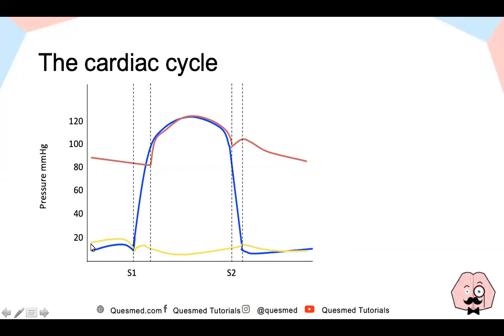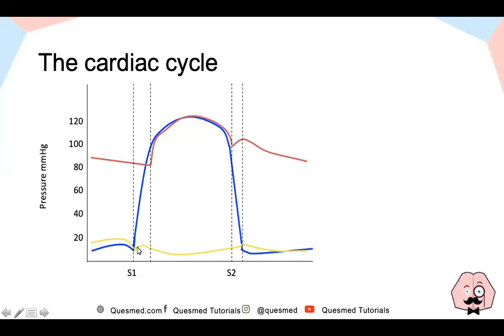We start off with the pressure in the central venous system and in the atria being higher than that in the ventricle, and that is because blood is flowing from the atrium to the ventricle. We then have this kick of atrial contraction here, and then the tricuspid valve closes at this point here. At that point, blood ceases to flow from the atrium into the ventricle.